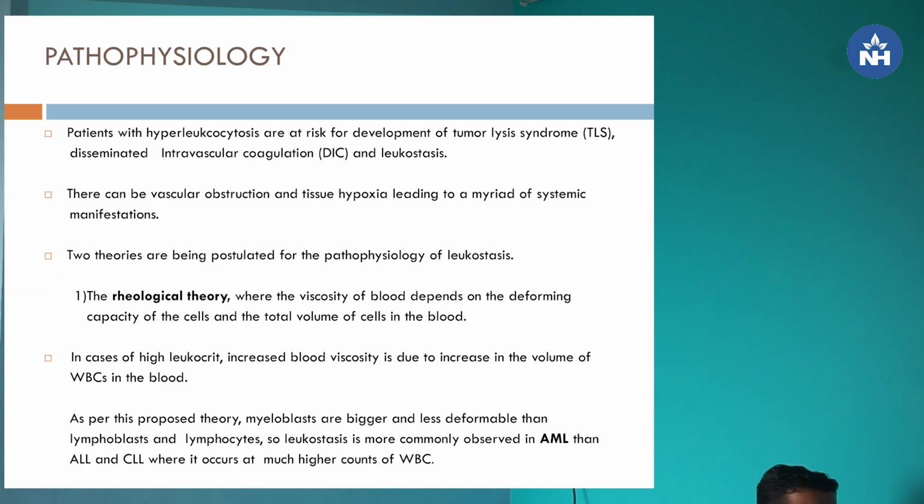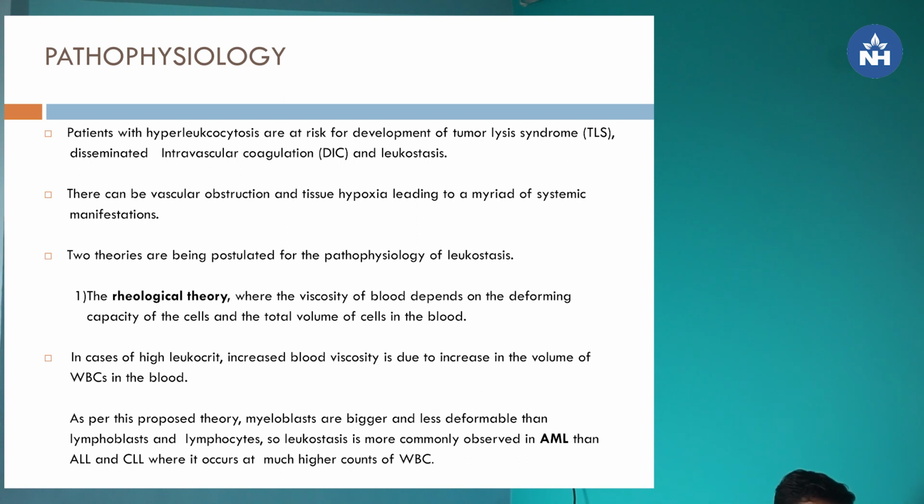The pathophysiology: patients with hyperleukocytosis are at risk for development of tumor lysis syndrome, DIC and leukostasis. There can be a vascular obstruction and tissue hypoxia leading to a myriad of systemic manifestations. There are two theories proposed for the pathophysiology of leukostasis. Number one is the rheological theory, where the viscosity of the blood depends on the deforming capacity of the cells and the total volume of the cells in the blood. In cases of high leukocrit, increased blood viscosity is due to increase in volume of WBCs in the blood.